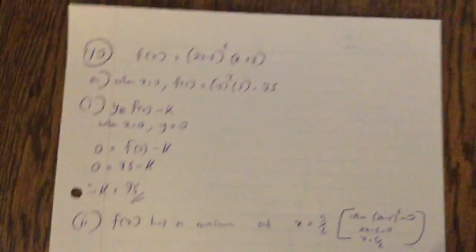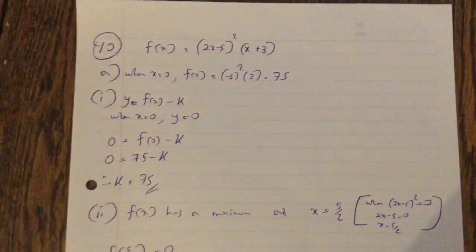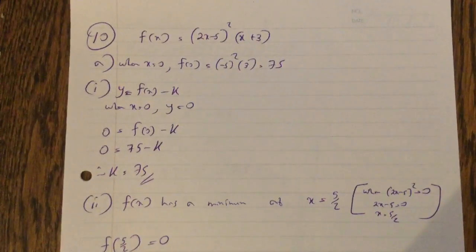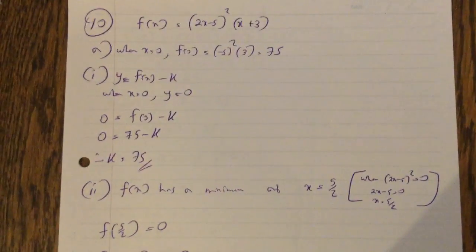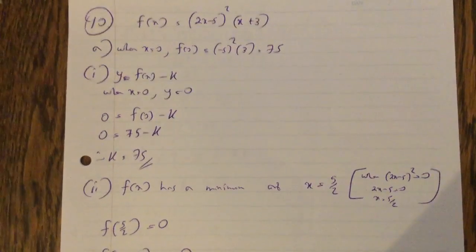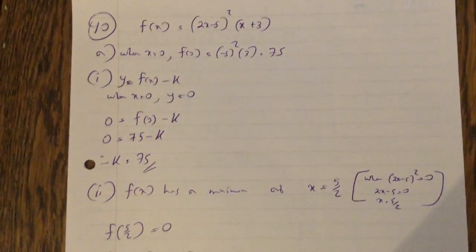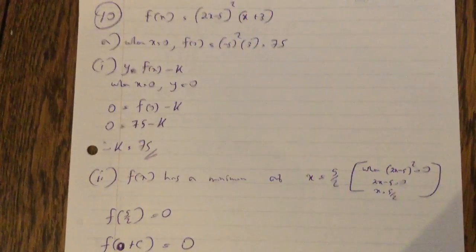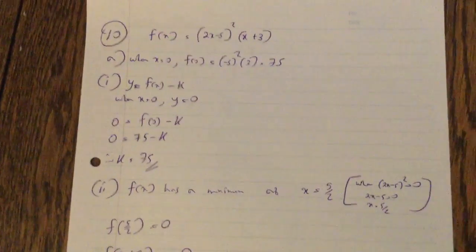So question 10, the last question. So f of x equals (2x minus 5) squared times (x plus 3). So when x equals 0, f of 0 is (minus 5) squared times 3, which is 75. So for y equals f of x minus k, when x equals 0, y is equal to 0 is given because it's going through the origin. So that means 0 has to equal f of 0 minus k, which means 75 minus k, so k has to be 75.